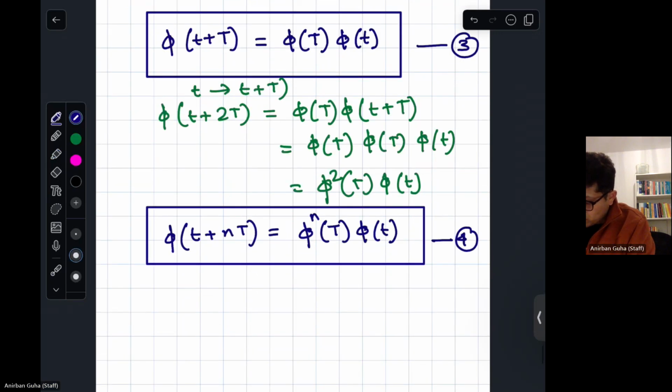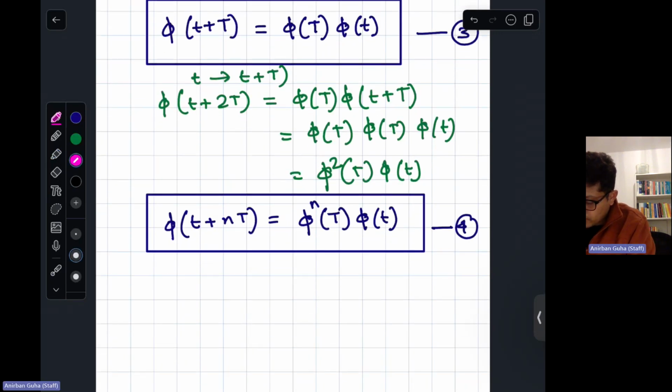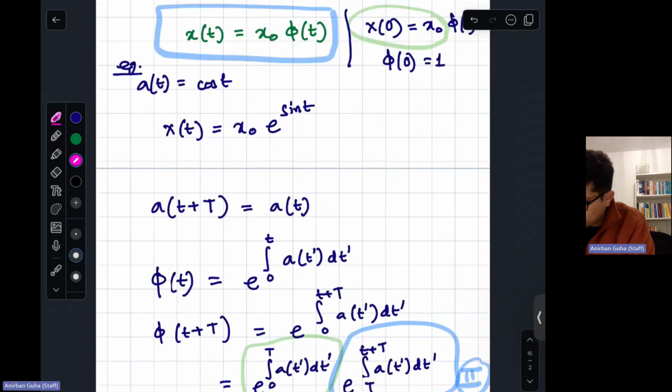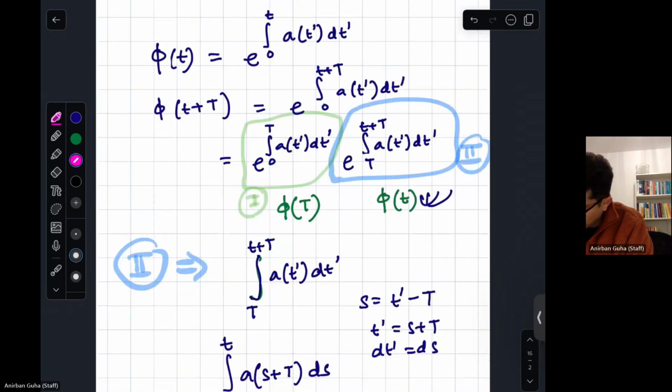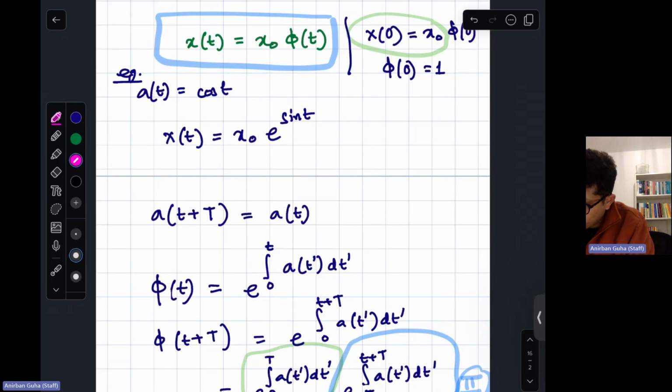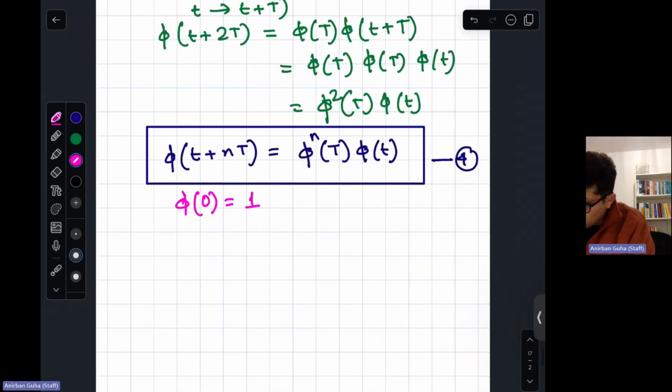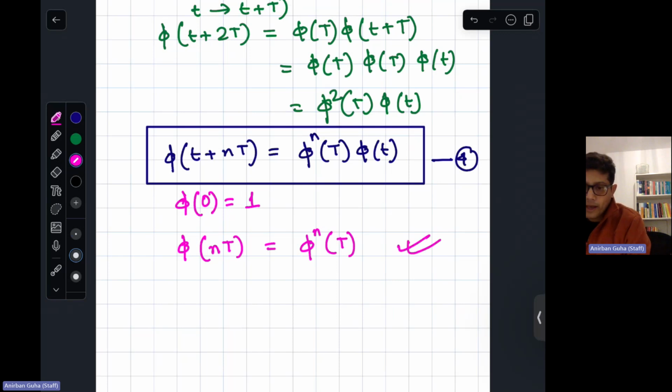Now, to make another point here, note that phi at t equals 0, phi of 0, is basically 1, which we have already checked here. Which means that phi of nT is phi of T to the power n. So this is also another important corollary of equation 4.